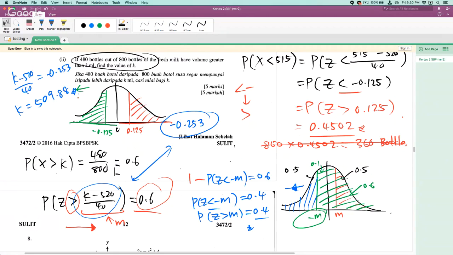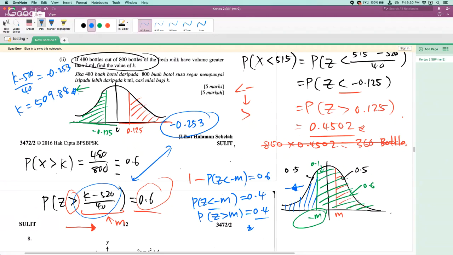It's another 5 marks for this part. So yeah, you have to understand, because this question is a bit tricky. There are so many things you have to understand. So why is the probability negative? The probability is not negative.